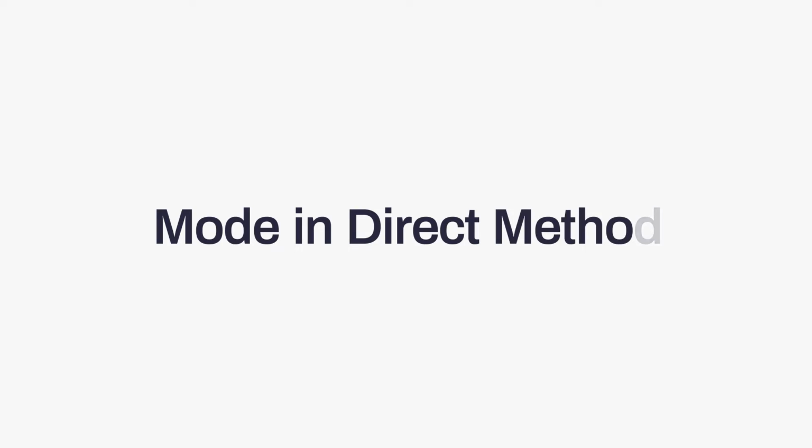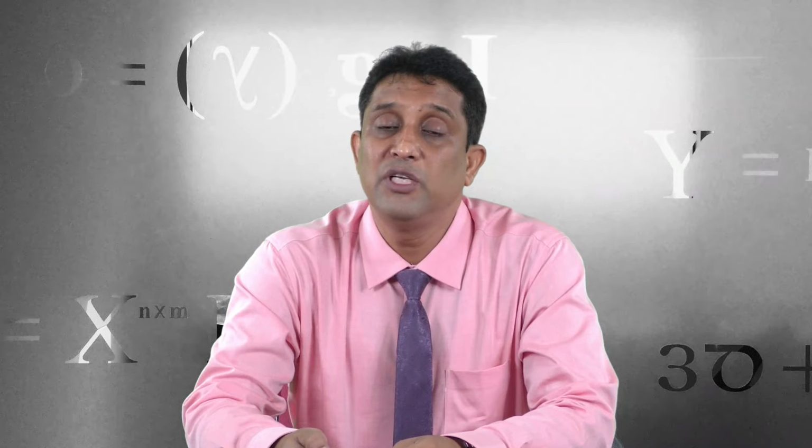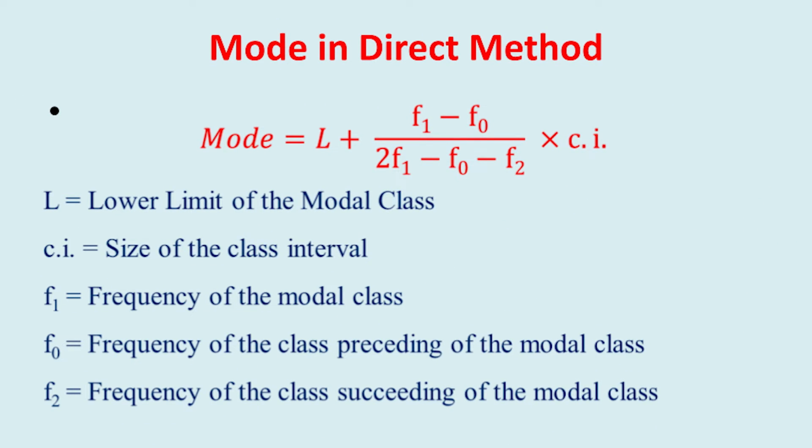Then further, mode in the direct method, here you see the formula. Mode is L plus F1 minus F0 upon 2 into F1 minus F0 minus F2, into CI, the size of the class. So L is the lower limit of the modal class, CI is the size of the class interval, F1 is the frequency of the modal class, F0 is the frequency of the class preceding the modal class, and F2 is the frequency of the class succeeding the modal class.